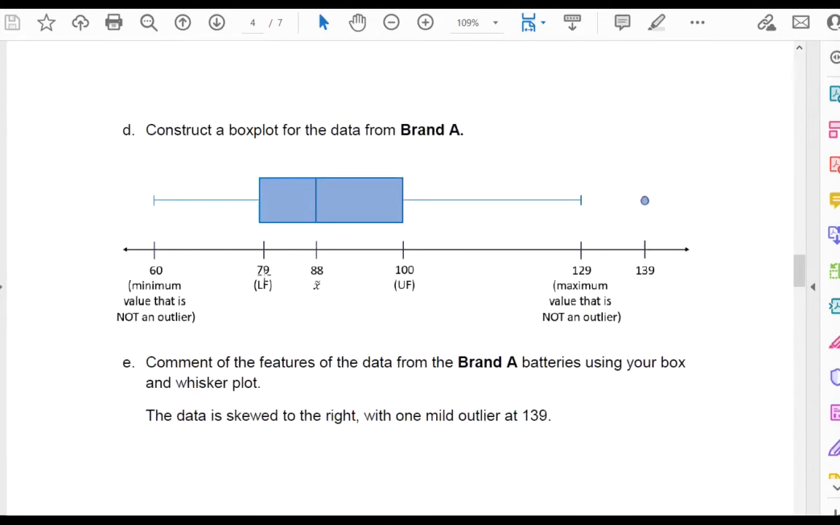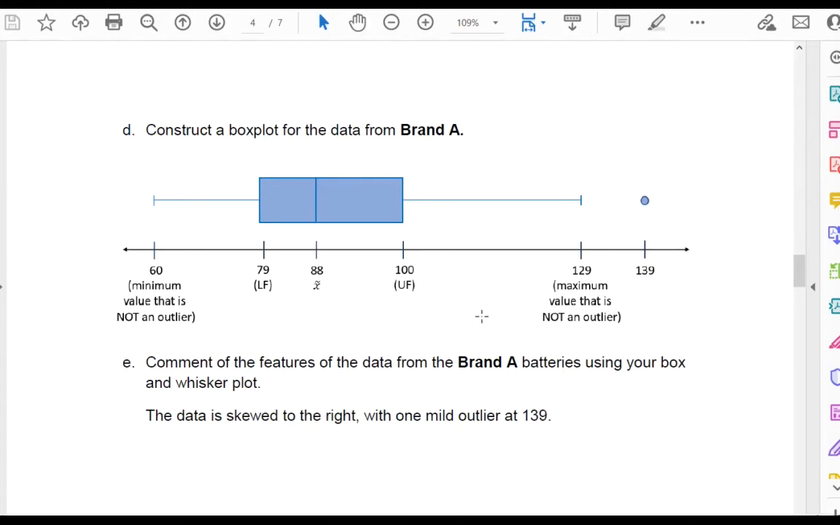So remember that we found 79, 88, 100. So this is your median, this middle value, your lower fourth, upper fourth. And then we had no outliers, so you draw this whisker all the way to the smallest value, which is 60. And then on the other end, remember we said 139 is an outlier. So we draw a shaded circle because it's a mild outlier. And then we draw this whisker at the maximum value that is not an outlier, which is 129.